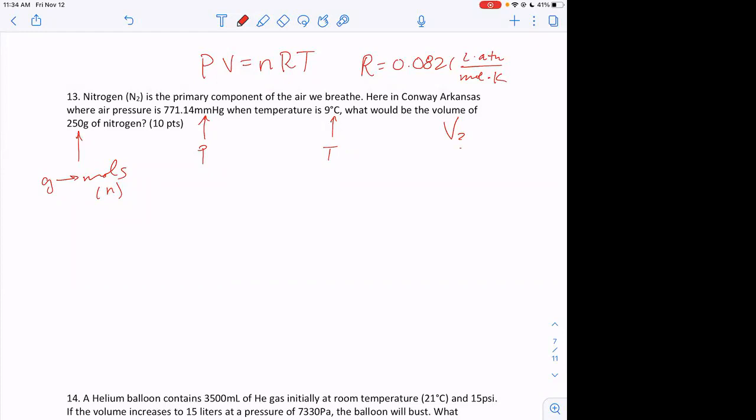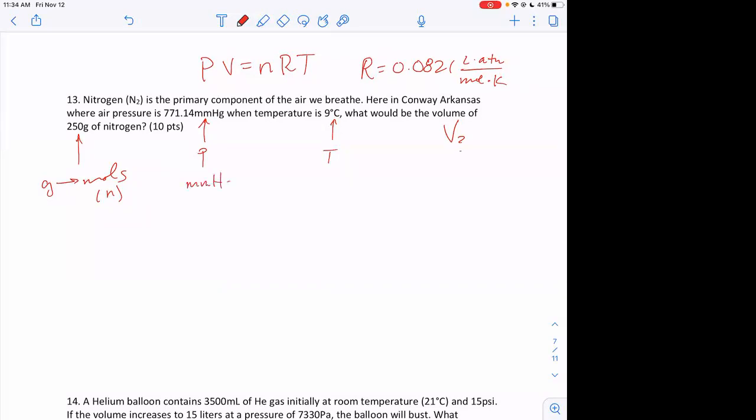So I need to convert for pressure. I need to convert millimeters of mercury to atm. And for temperature, I need to convert degrees Celsius to Kelvin. Okay, so I got to do 1, 2, 3 conversions. Then I can plug everything in. So I need the molar mass of nitrogen. Here's where so many people lost a few points.